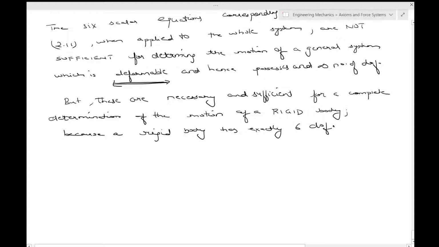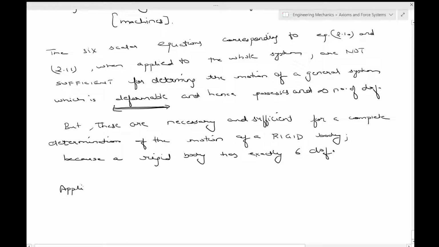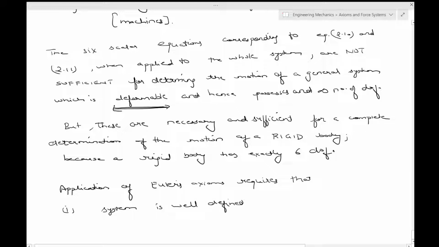Okay, so the application of Euler's axioms requires that the system is well defined and its sketch is drawn in isolation from the surroundings.